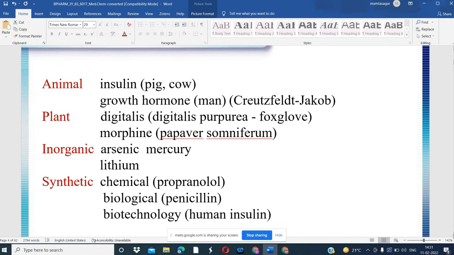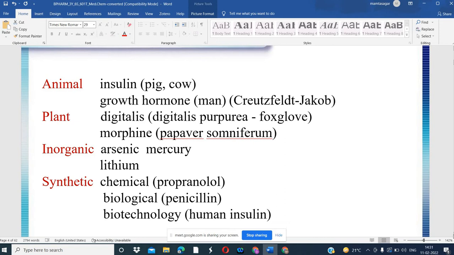Synthetic, chemical. We call them chemical drugs or chemical molecules. Although everything that we extract from plants is also a chemical by nature. I mean, in science we define them as chemicals, but if they have a natural origin, we call them natural, or synthetic if we synthesize them in the laboratory. You do practicals in the lab, you try to synthesize the molecule using chemicals. An example of a chemical drug is propranolol.